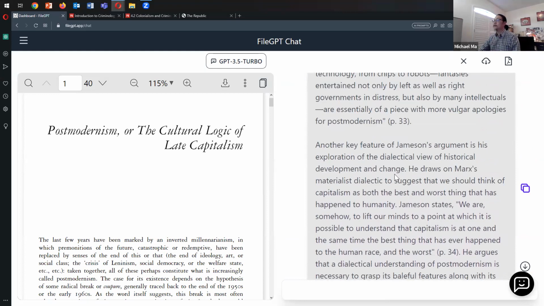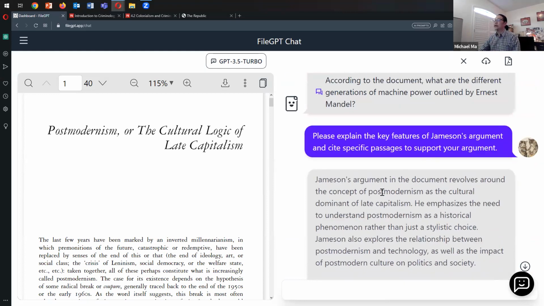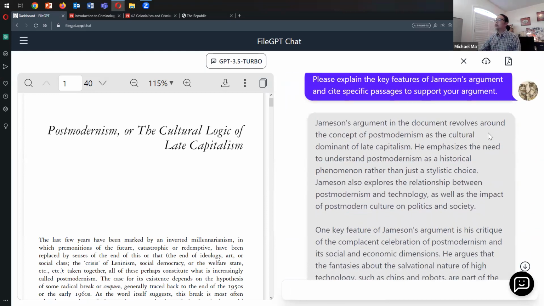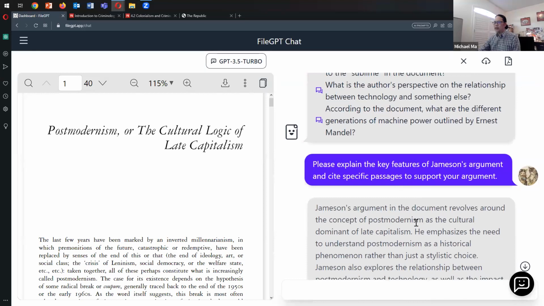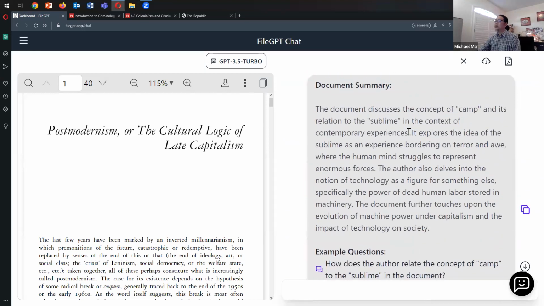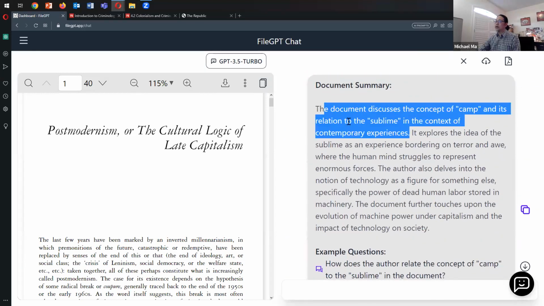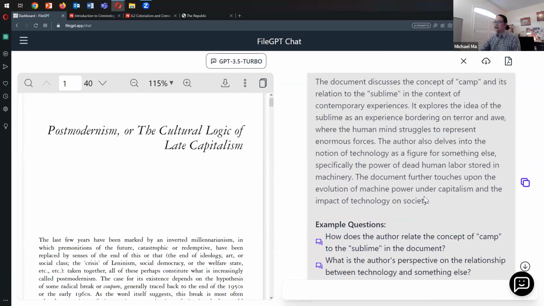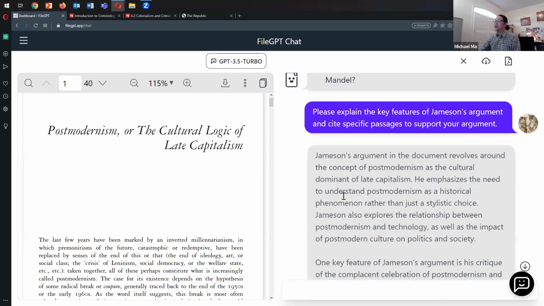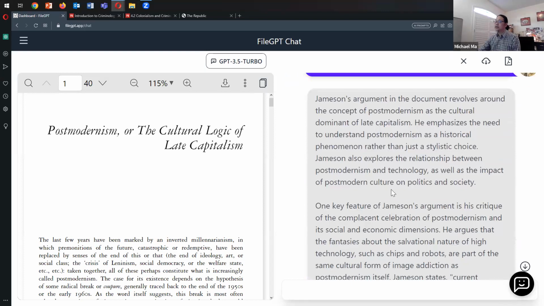I'll just move this. Oh, there you go. So Jameson's argument in the document revolves around the concept of postmodernism as a cultural dominant. Like, okay, so that's way better already. That's way better than this first sentence, which is very, very poor. Okay, that's night and day, right? He emphasizes the need to understand postmodernism as a historical phenomenon.